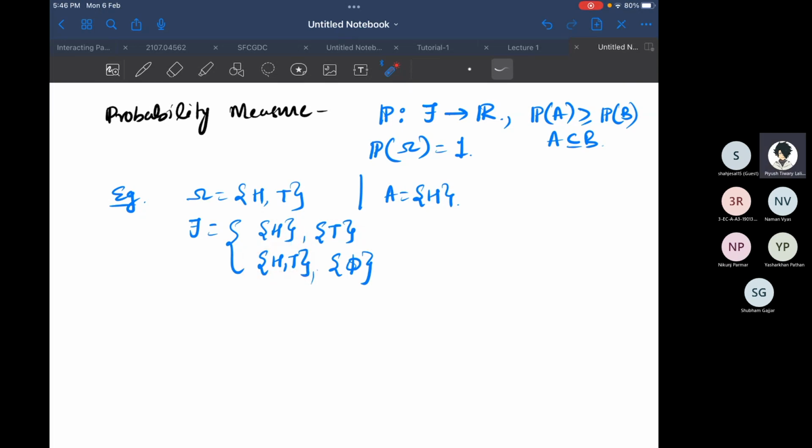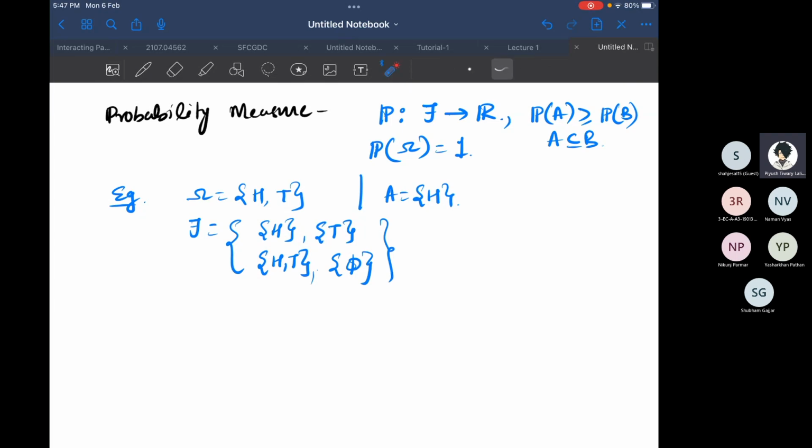Now let us take another thing. H and phi are there. So take the union of H and phi here. The union of H and phi is nothing but H, so it is already there. So there's no issue. Similarly, tails is there. Tails and phi, the union of these two will be tails. Similarly, if I take omega and tails as the two elements and take the union of these two, it comes out to be omega itself. So basically, this is all that is there in the sigma field.